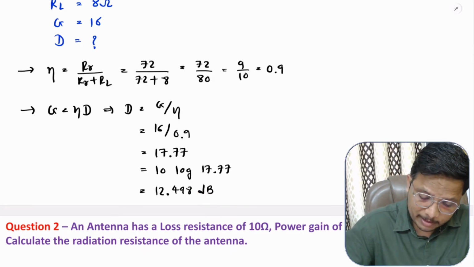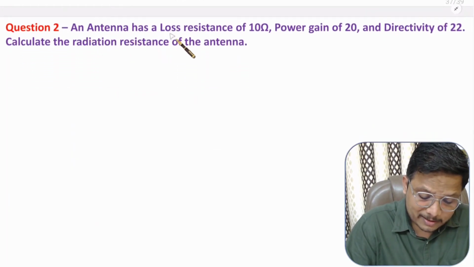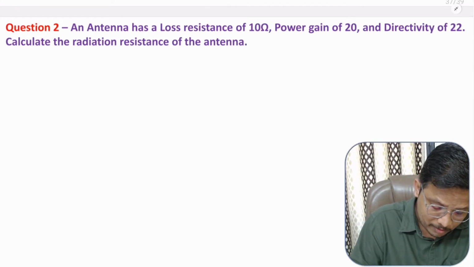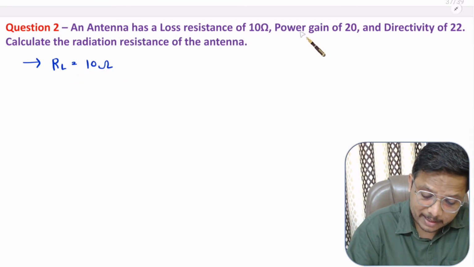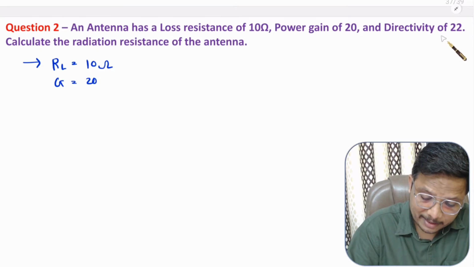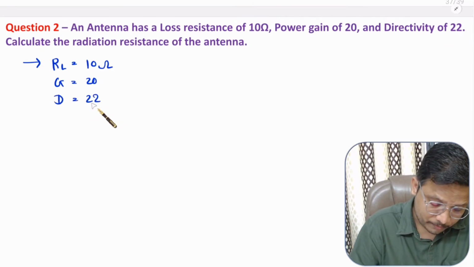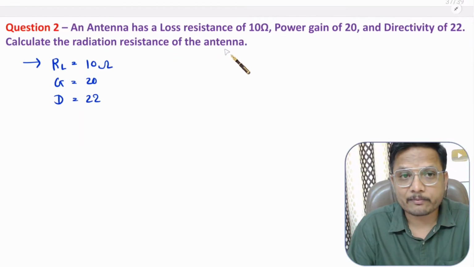Now in the second problem, what is given? An antenna has a loss resistance of 10 ohm. So here we have data where loss resistance is 10 ohm, power gain is given, that is 20. So gain is 20 and directivity is 22. We need to identify the radiation resistance of the antenna, right?